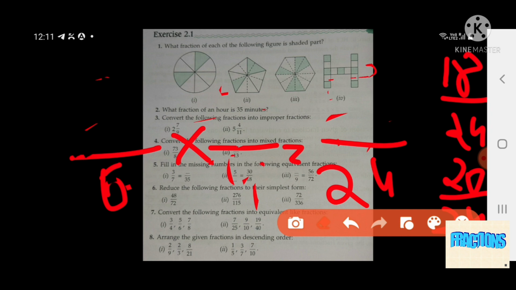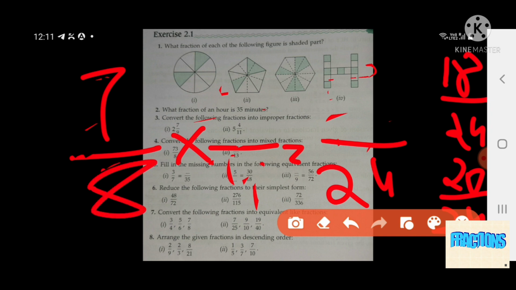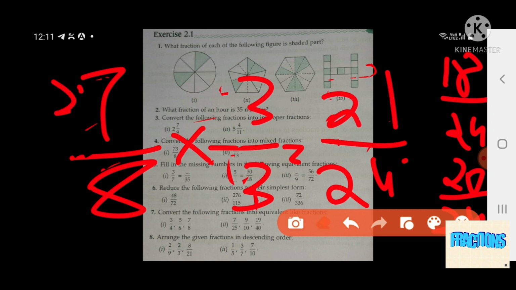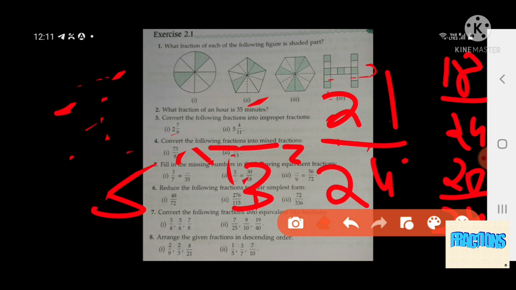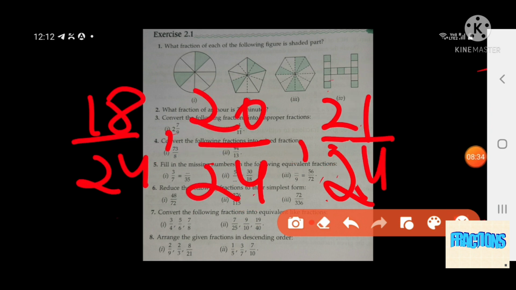We have removed it. Now let's do the second last one. 7 upon 8, multiply by 3 upon 3. Here will be 24 and here will be 21. So it is 20, let me remove, 21 upon 24. Let's remove it. It will be like this.